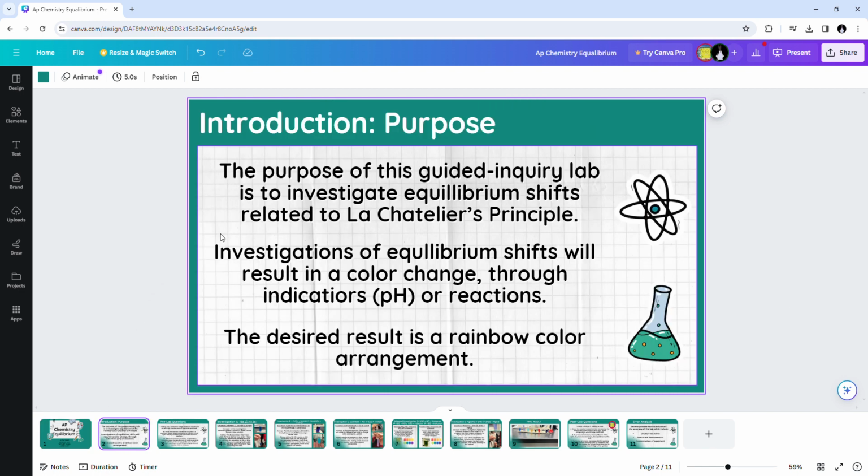The purpose of this lab is to investigate equilibrium shifts related to Le Chatelier's principle. What we did was get a bunch of indicators and create a bunch of solutions of different colors, based on our knowledge that different pH levels will result in different colors. Using that, we could construct a rainbow towards the end after all solutions were created.